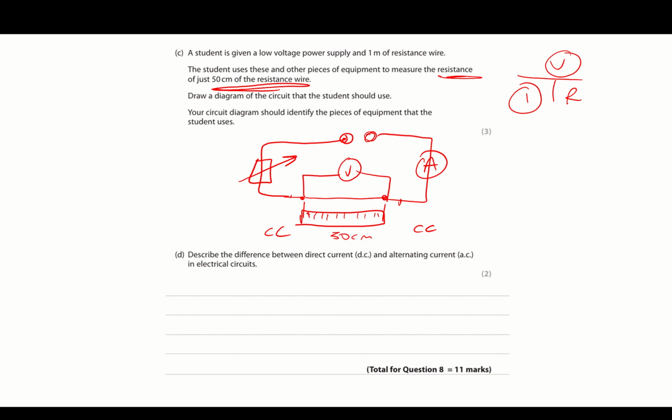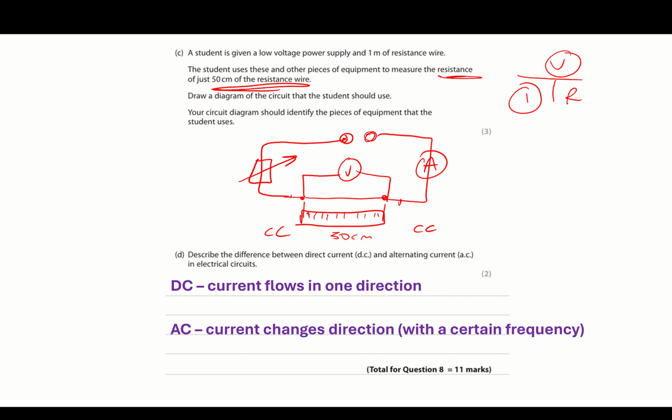Describe the difference between direct current and alternating current. Direct current flows in one direction. Alternating current changes direction and goes forwards and backwards with a certain frequency. And the one that you need to know for mains electricity is 50 hertz.